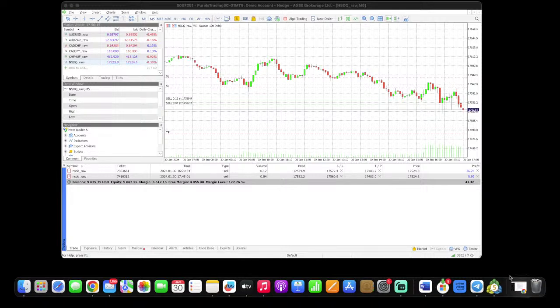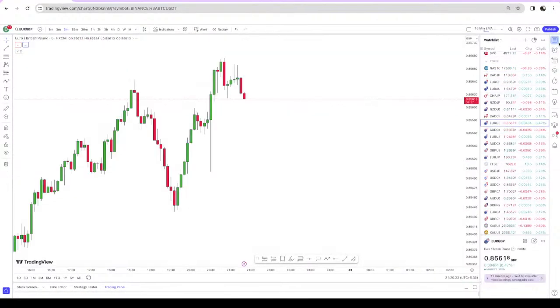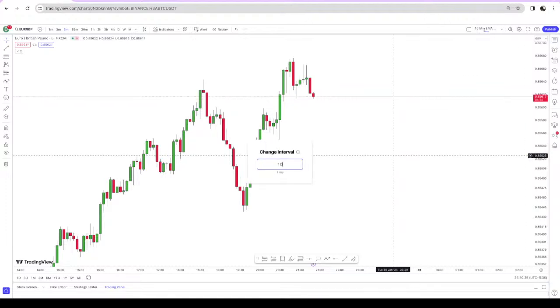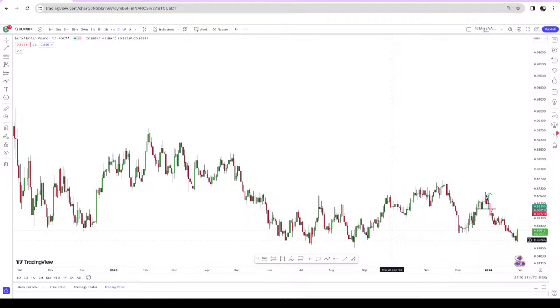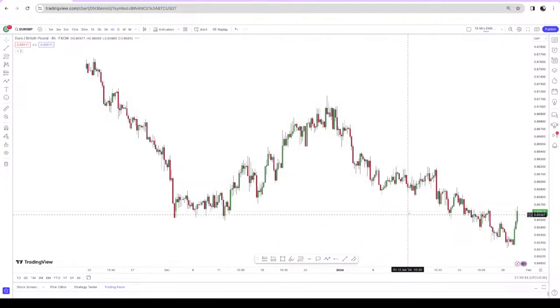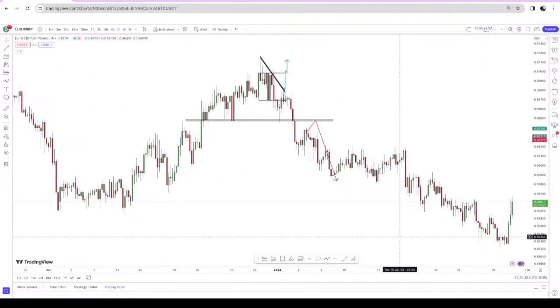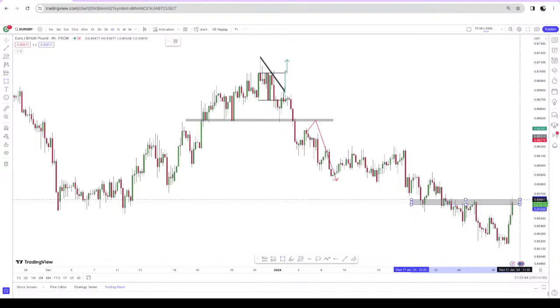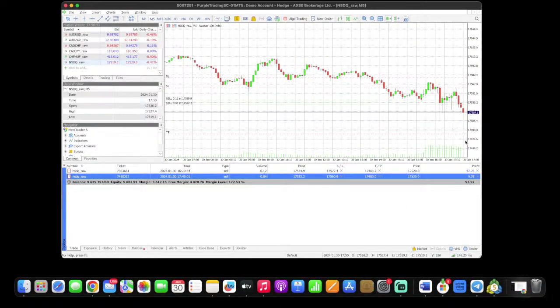Euro JPY. Okay, let's see what it's saying. Let it break this zone. If it breaks, then wait for a retest, then you can open a trade, but not now. Okay, so this is our trade now running.